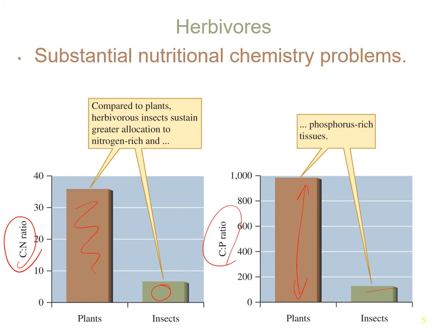Just looking at these ratios is the subject of ecological stoichiometry, and it's really how you're balancing the elements that are in the plants and animals, and making sure that you are eating the right combinations of things so that you're able to get the elements that you need.